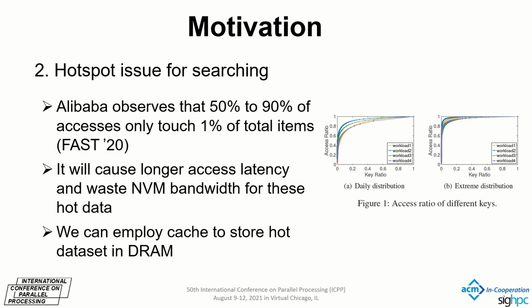The second problem is hotspot issues for searching. Alibaba observes that 50% to 90% of accesses only touch 1% of total data. It will cost longer access latency and waste NVM bandwidth for this hot data. So we can employ a cache to store the hot dataset in the DRAM.